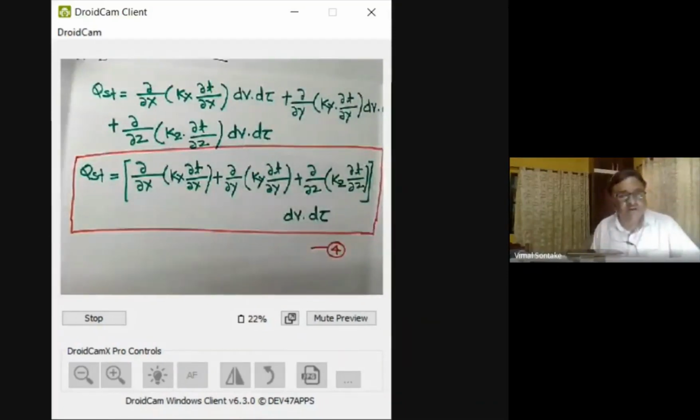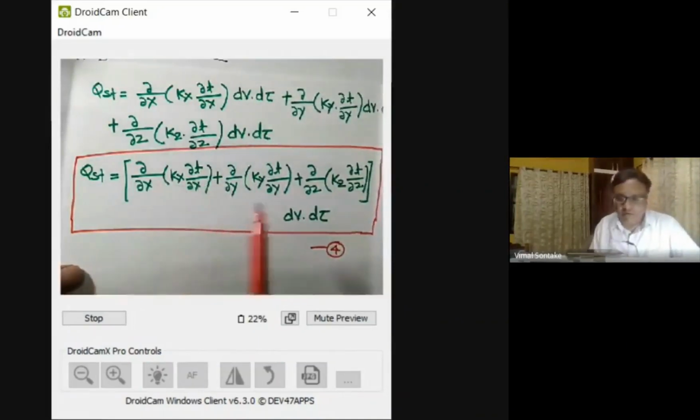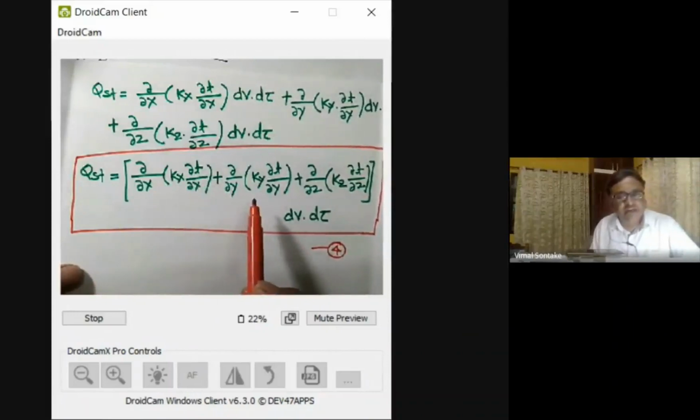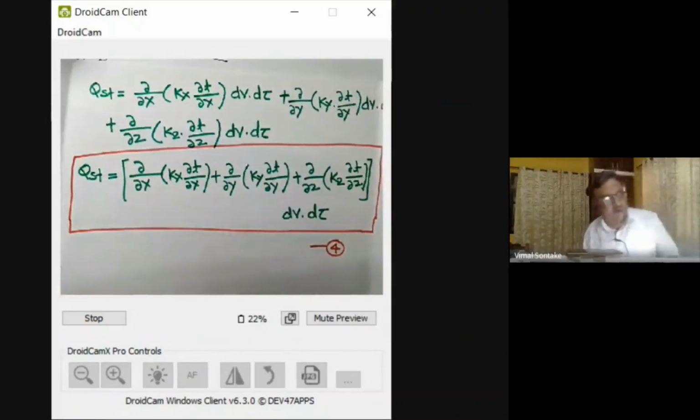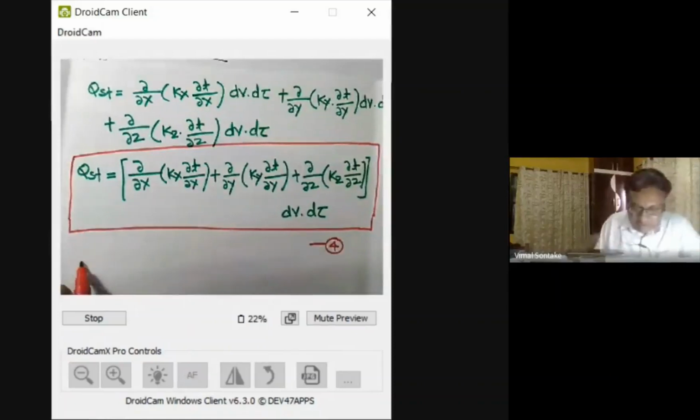So this is the effect of three-dimensional heat transfer and also unsteady state heat transfer, because here we have also considered that the amount of heat transfer is changing with respect to time as well. Now let us take into account the second condition, that is heat generation.